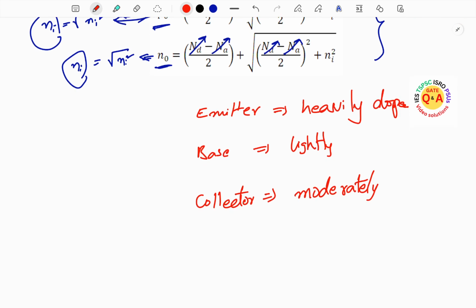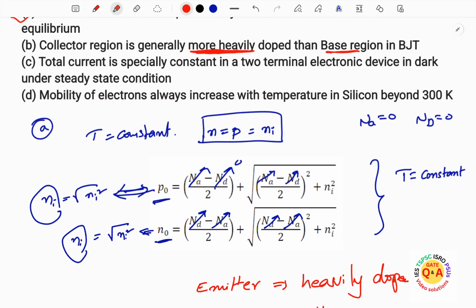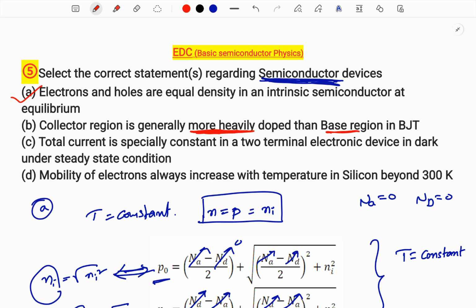In tabular form we will see this. From this table we will also see the widths, but we ignore the width; we need the doping concentration. Base is lightly doped, collector is moderately doped, not heavily doped, and emitter is heavily doped. So option B is wrong. Now we will see option C.